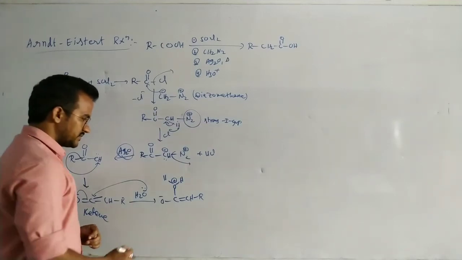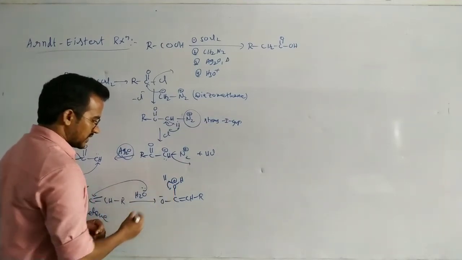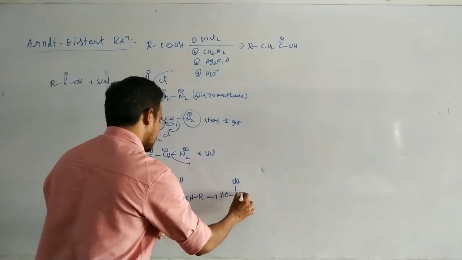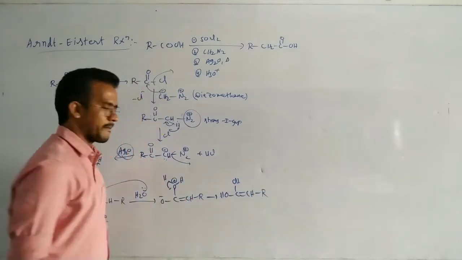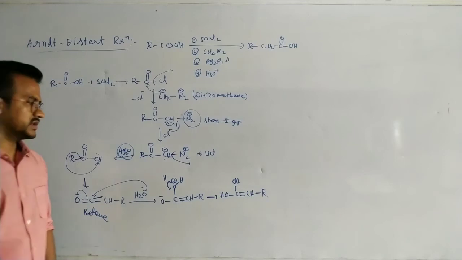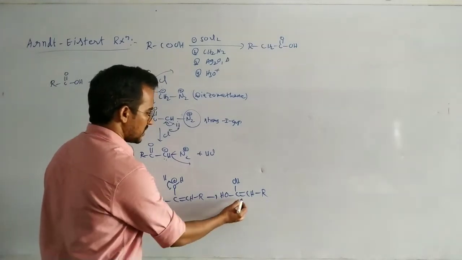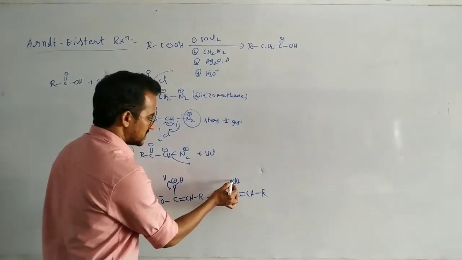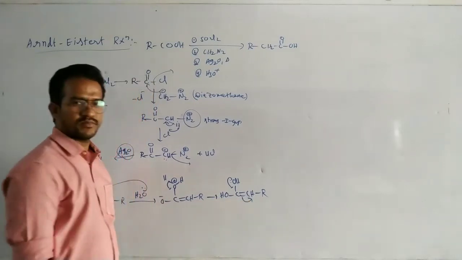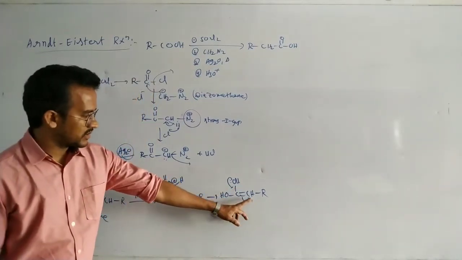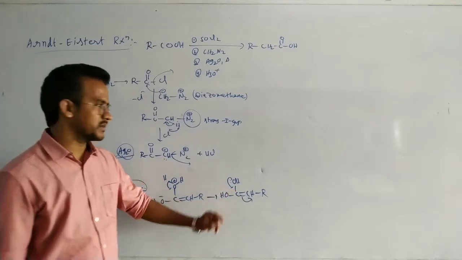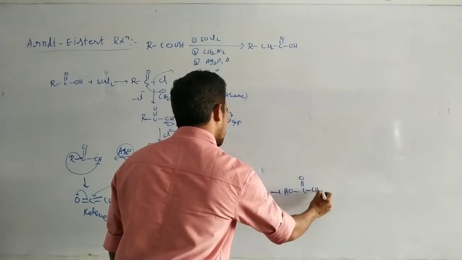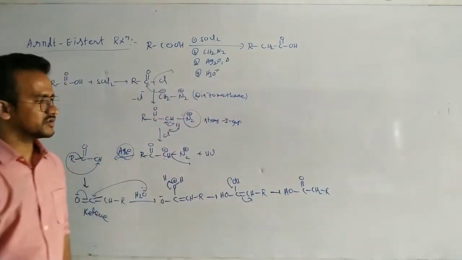And next, loss of H plus, that means proton transfer takes place. OH, C, OH double bond CH, bond R. Actually it is an enol. So now just a proton transfer takes place. This proton is transferred to this carbon, and this double bond becomes a single bond, and this single bond becomes a double bond. So as a result, OH, C double bond O and CH2 R. So that is the mechanism of this reaction.